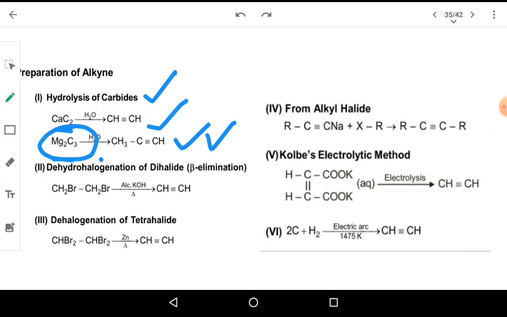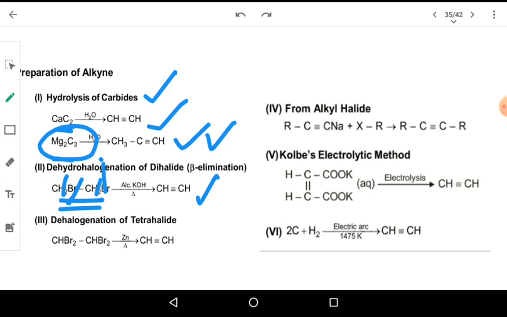Next is dehydrohalogenation of dihalide, that is this. So what are we going to do? In the first step, we are going to remove an HBr in such a way that we remove this bromine and hydrogen from here. And in the second step, we are going to remove bromine from the first carbon and hydrogen from the second carbon. That means we are carrying out two steps of beta elimination or two steps of dehydrohalogenation, and that will result in the formation of alkyne.